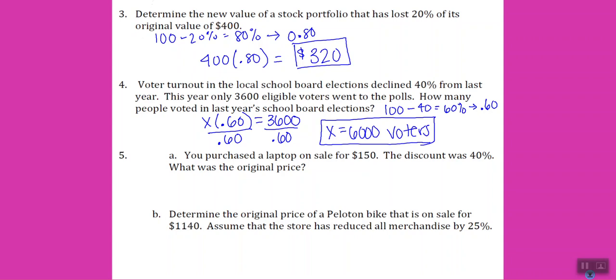You purchased a laptop on sale for $150. The discount was 40%. So again, 100 minus 40 is 60%, which would be a decay factor of 0.60. What was the original price? So we don't know the original. Decay factor is 0.60, and we ended up paying $150. So originally, the laptop was $250.